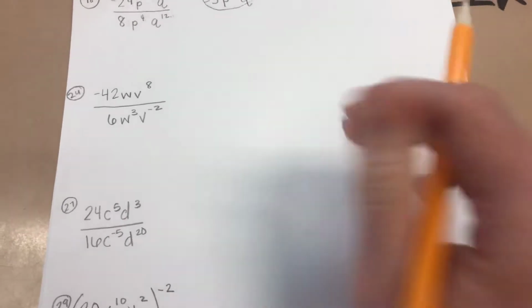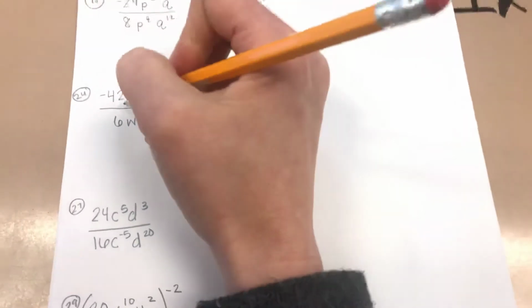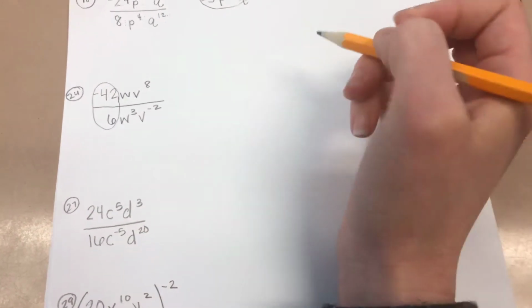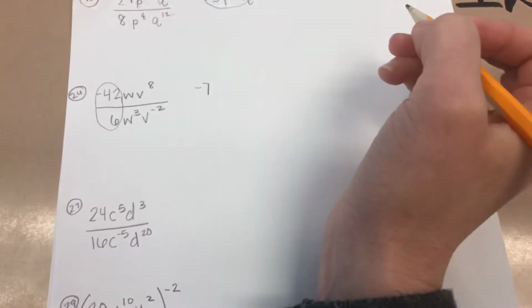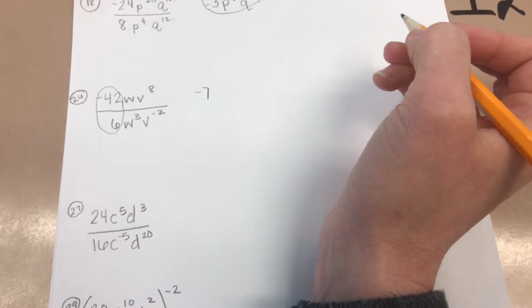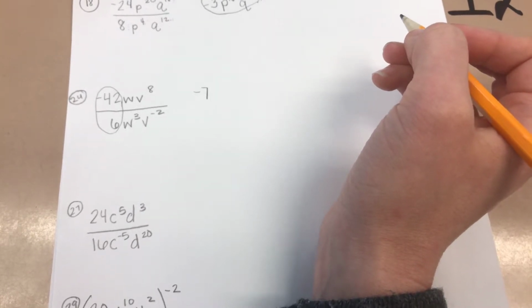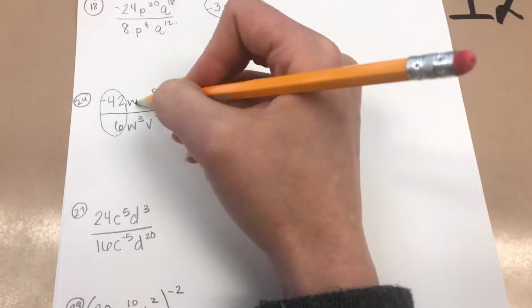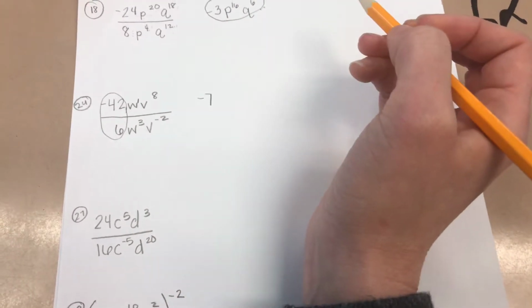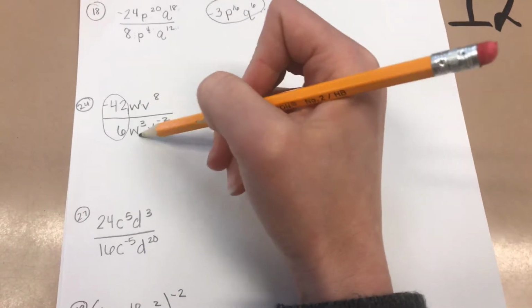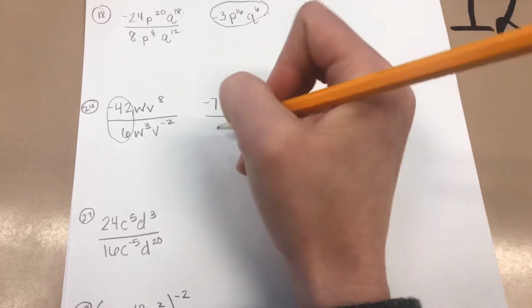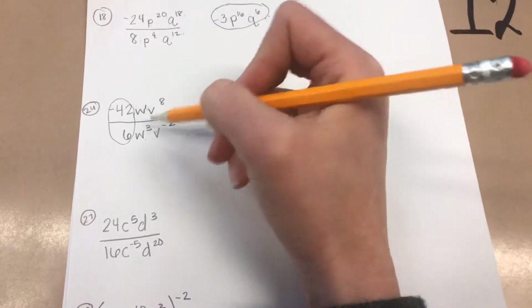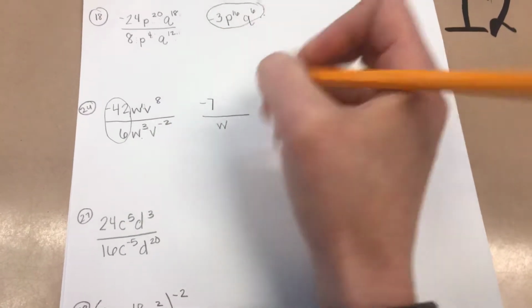For 24, same thing. We're going to deal with the numbers first. It's going to give us negative 7 on top. Then we look at our W's. This exponent is going to be 1. Which one's bigger, 3 or 1? The 3. So our W, we're going to write it on the bottom, and then we're going to subtract 3 minus 1. That gives me 2.